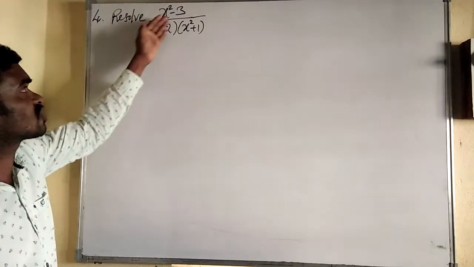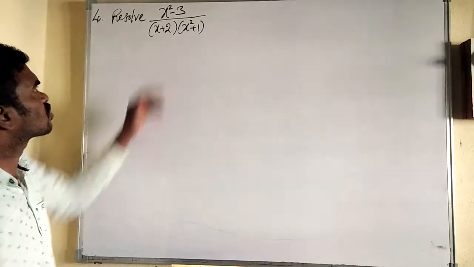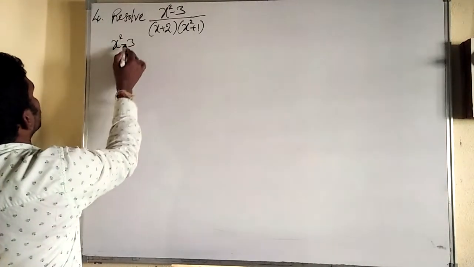Yes, fourth one. Resolve x square minus 3 by x plus 2 into x square plus 1. Okay? So, solution: x square minus 3 by.